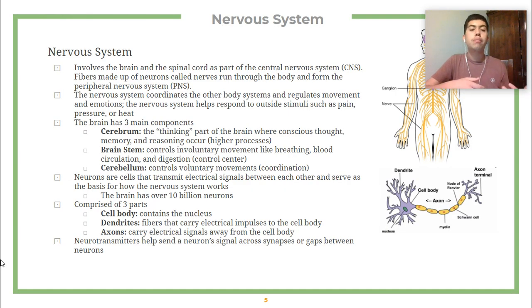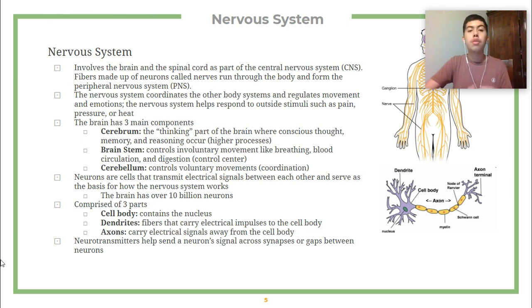So, the nervous system. The nervous system involves the brain and the spinal cord as part of the central nervous system, or CNS. Fibers made up of neurons called nerves run through the body and form the peripheral nervous system, or PNS. The nervous system coordinates the other body systems and regulates movement and emotions. The nervous system helps respond to outside stimuli such as pain, pressure, or heat. So, if you put your hand on a hot surface, you instinctively remove it because of the nervous system. It's a reaction.